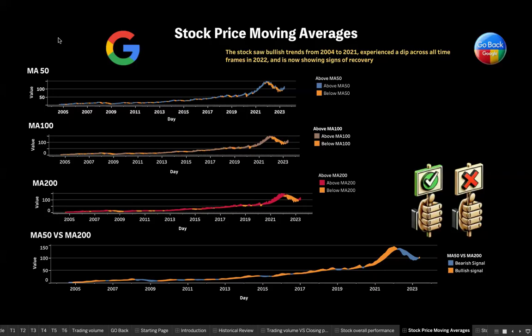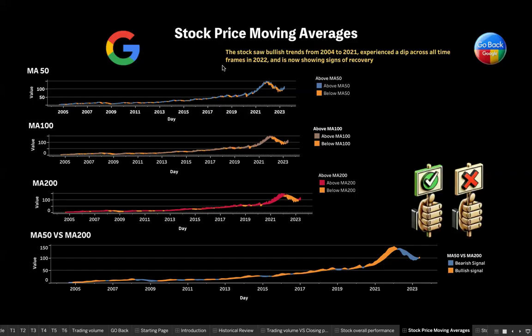Next, we'll compare the 50 days and 200 days moving averages for Google's stock price. The orange area highlights when the 50 days moving average is above the 200-day moving average, often seen as a bullish signal. Meanwhile, the blue area shows when the 200 days moving average moves above the 50 days, which is generally interpreted as bearish.